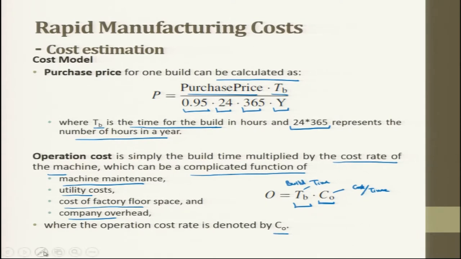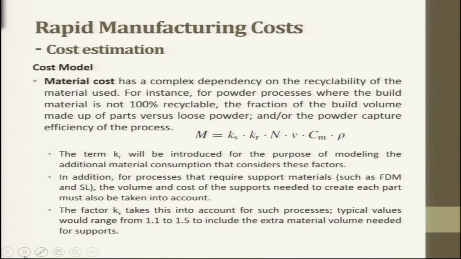Next is material cost. Material cost is conceptually simple to determine. It is the volume V of the part multiplied by the cost of the material per unit mass, and by the density, or specific gravity or mass density. N is the number of units. What are KR and KS? This we will discuss.